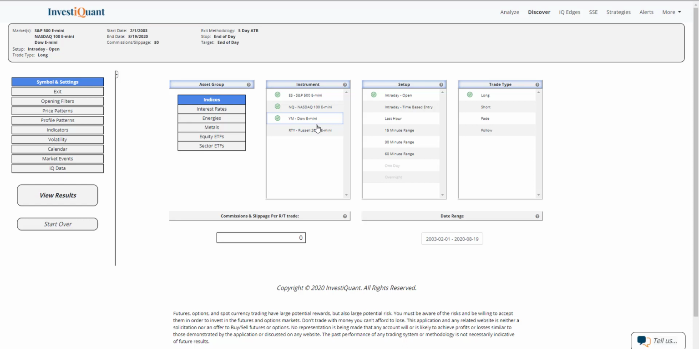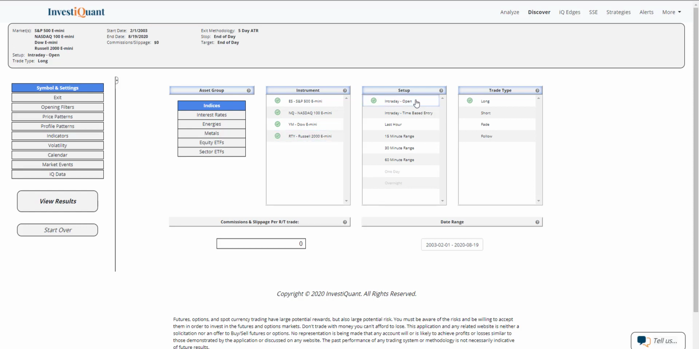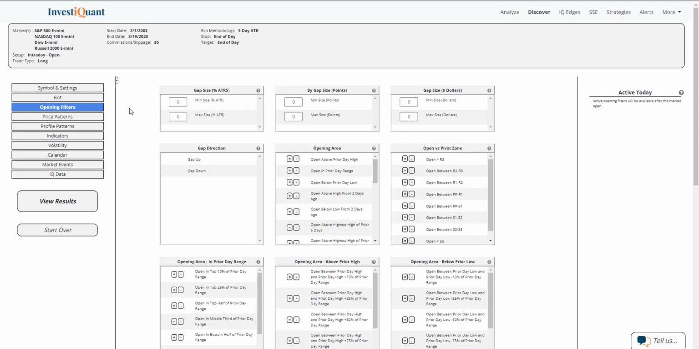We'll look at all four instruments. The setup's going to be the intraday open, getting long at 9:30 a.m. Eastern Time, exiting at the close of regular trading hours, which is 4:15 p.m. Eastern Time. For opening filters, I'm simply going to use gapping up. I'm going to keep it a little bit more generic to keep all of the samples that I can within this test, since it's not a super common pattern.